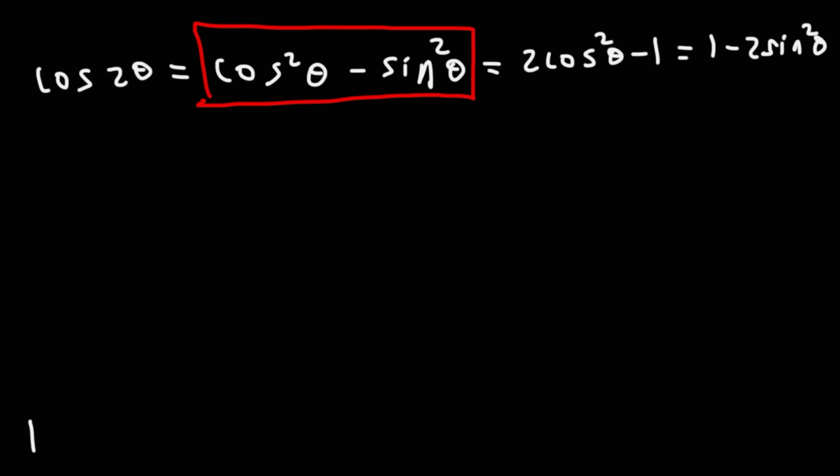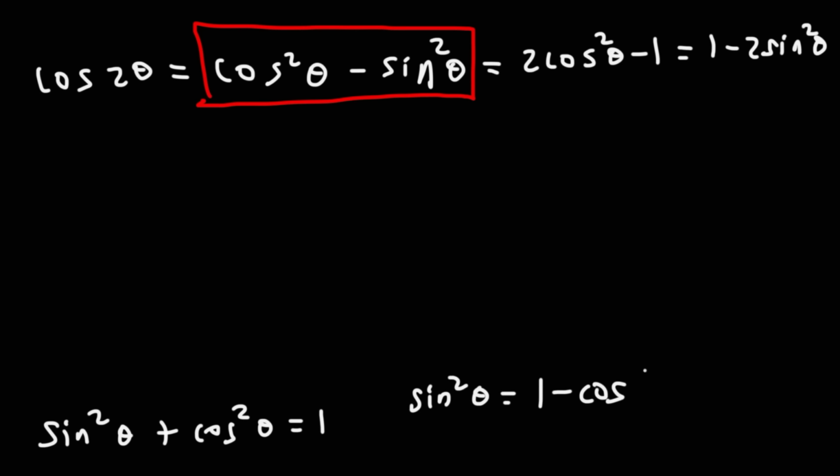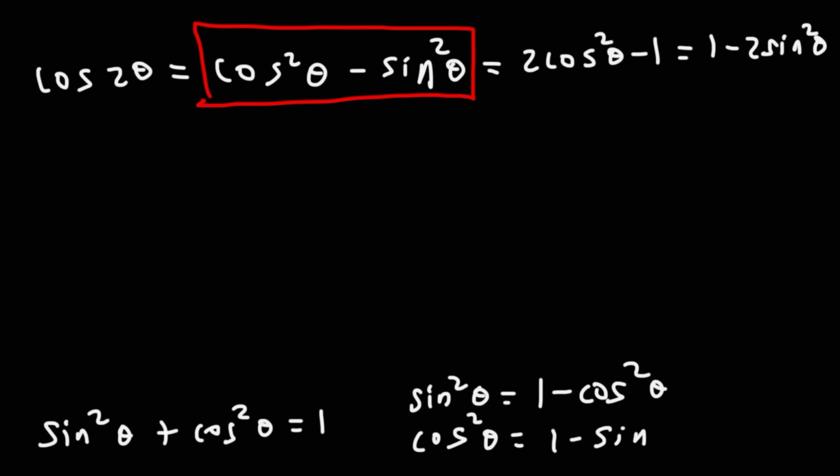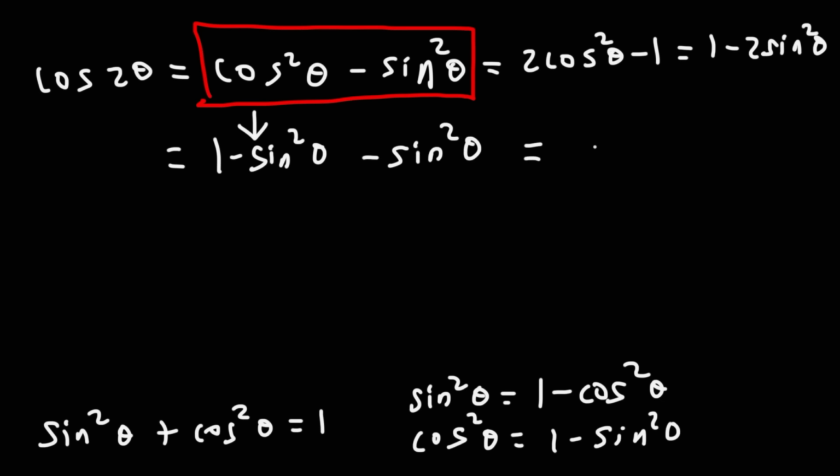Now remember, the Pythagorean identity that we talked about in the beginning, sine squared plus cosine squared is 1. So sine squared, if we subtract both sides by cosine squared, sine squared is 1 minus cosine squared. Cosine squared, if we subtract both sides by sine squared, starting from that equation, cosine squared is 1 minus sine squared. So starting with this formula, if we replace cosine squared with 1 minus sine squared, these two are additive, and they will give us 1 minus 2 sine squared. So we get this formula.